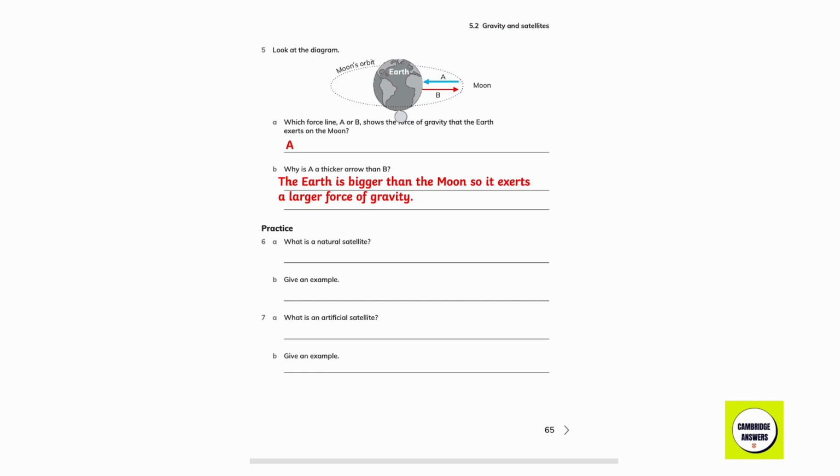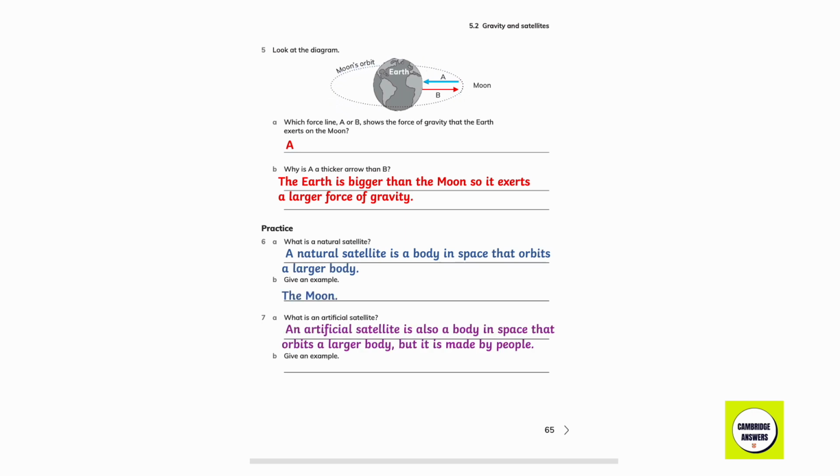Question number 6. What is a natural satellite? A natural satellite is a body in space that orbits a large body. Give an example. The moon. What is an artificial satellite? An artificial satellite is also a body in space that orbits a large body, but it is made by people. Give an example. International Space Station, weather satellite, communication satellite.